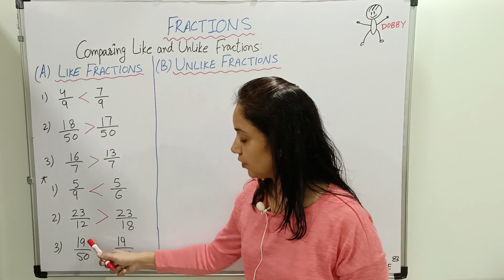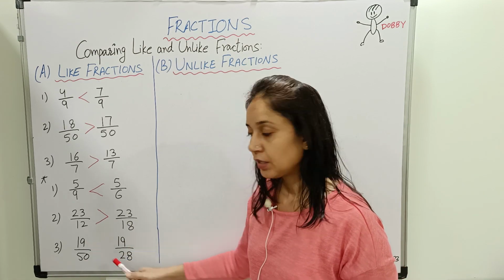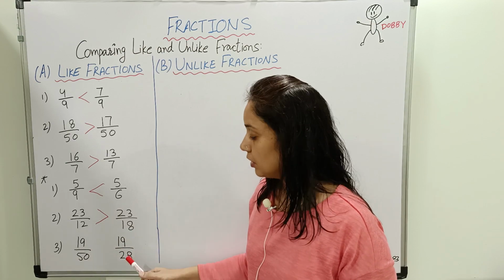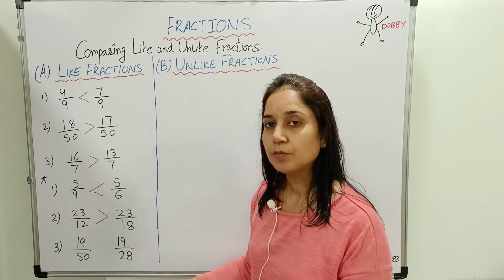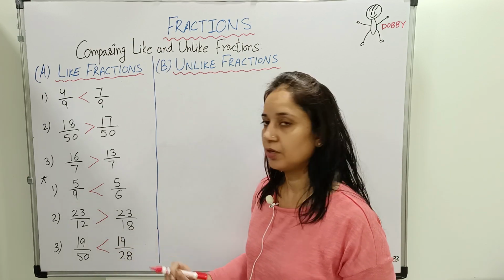Next is also the same way. 19 upon 50, 19 upon 28. Numerators are the same and denominators are different. So the smaller denominator is the bigger fraction. That means 19 upon 28 is the bigger fraction.